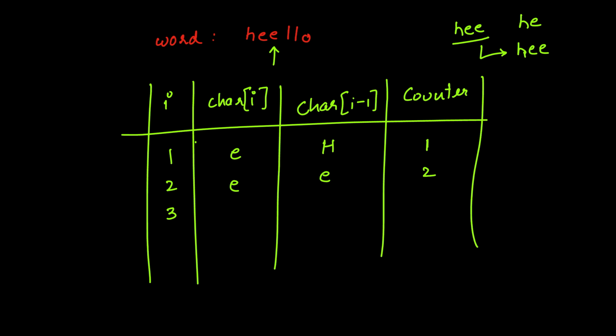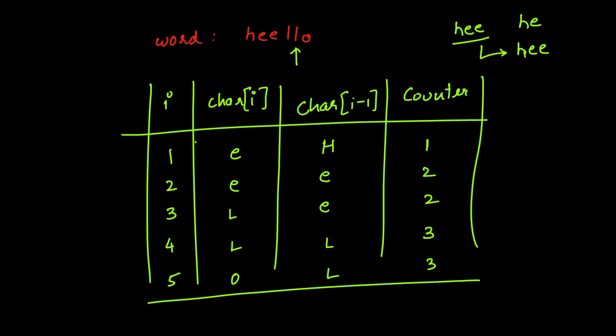Moving on with the iteration, with I is equal to 3, the current value of the character is L, the previous is E. As the two characters do not match, the counter will stay as is. With I is equal to 4, the current character is L and the previous character is L as well. As they both are equal, we'll increment our counter by 1. The new value is 3. With I is equal to 5, the character is O, the previous character is L. They both are not equal, so the counter stays as is. After we are done with the iteration, we'll return the counter as our output.